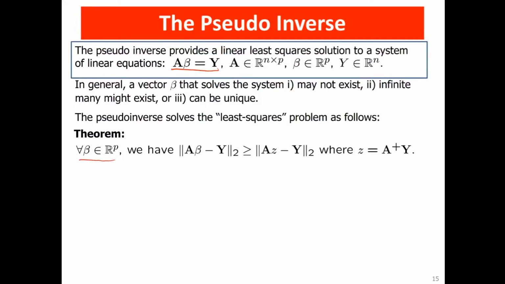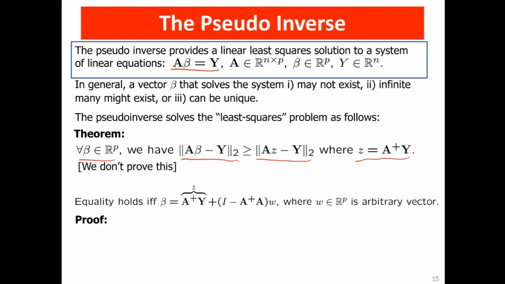One can prove that for any beta p-dimensional vector, the norm of A times beta minus Y is always as big or bigger than the norm of A times Z minus Y, where Z is the pseudo-inverse times Y. So Z is that vector that minimizes the norm of A times beta minus Y in beta. One can also prove that equality holds in this inequality if and only if beta has this form, A pseudo-inverse times Y, that is Z, plus another vector, I minus A plus times A, times W, where I is the identity matrix, A plus again is the pseudo-inverse of A, and A is an arbitrary n times p matrix. W is an arbitrary p-dimensional vector.